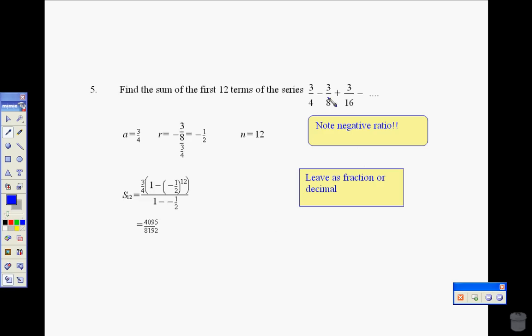3/4, minus 3/8. Notice this time our ratio is minus a half, so you've got to be careful there. First term's 3/4, n's equal to 12. Do our substitution. You can leave your answer as a fraction or a decimal if you like. It doesn't really matter, as long as it's a correct, equivalent answer. Again, take care putting these values into your calculator. Use the brackets, especially with the negative there, and be careful about all those fractions.